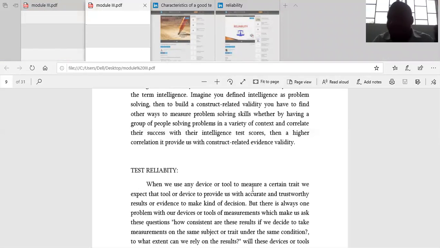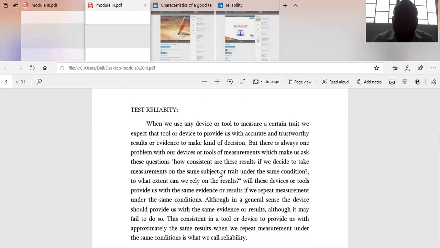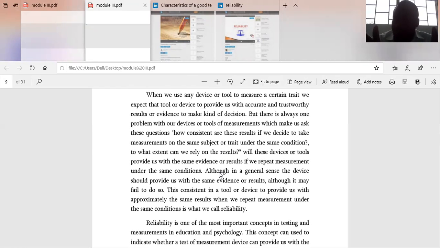But there is always one problem in doing that kind of calculation or testing. With one device or measurement, we may ask these questions: how consistent are these results if we take a measurement of the same object or trait under the same condition, or to what extent can we rely on the results? If I administer the same exam on different occasions under the same condition and the result remains constant, that's what we mean by reliability. Therefore, if the tool manages to bring the same results, we say the test or measurement tool or assessment tool is consistent.